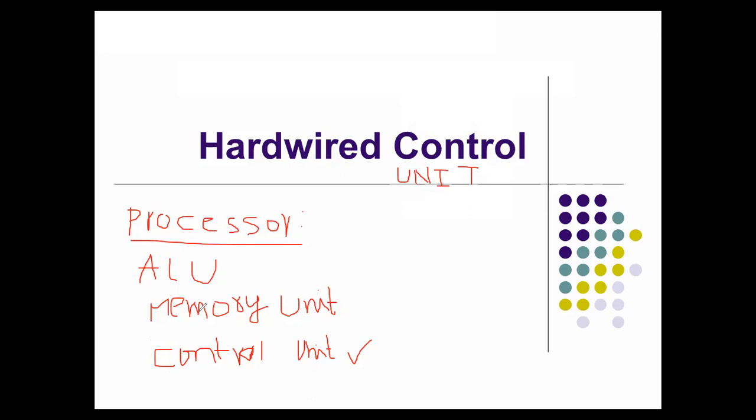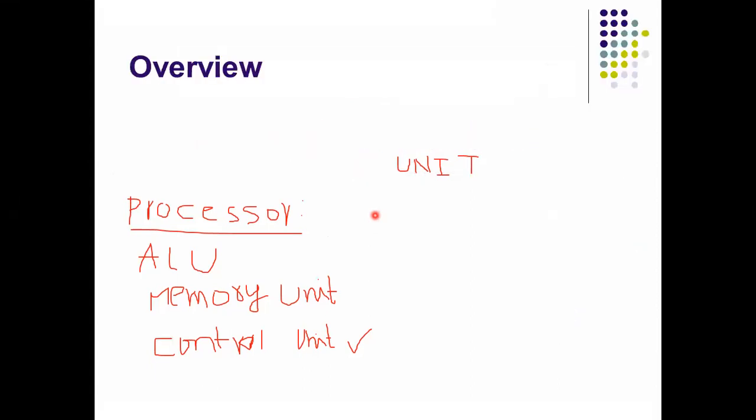So what control signals are generated? That depends on the processor, because the execution of the total program depends on the processor. There will be two types here. One is the hardwired control unit, and the next one is the microprogrammed control unit.